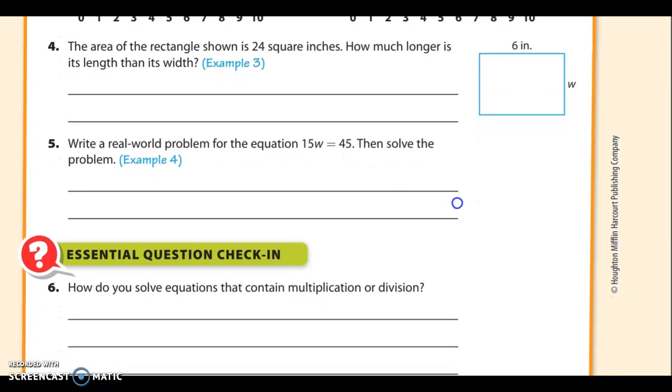Number 4 reads, the area of the rectangle shown is 24 square inches. So we know the area is 24 square inches.